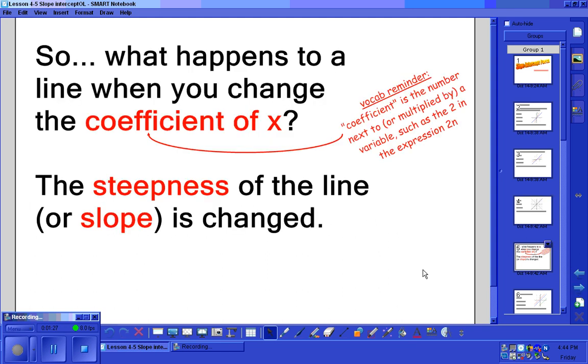So what happens to a line as you change the coefficient of x? Remember that the coefficient is that number next to x. Well, each time you change that number next to x, the line gets steeper or less steep. So, as you'll remember from the last section, we're changing the slope.